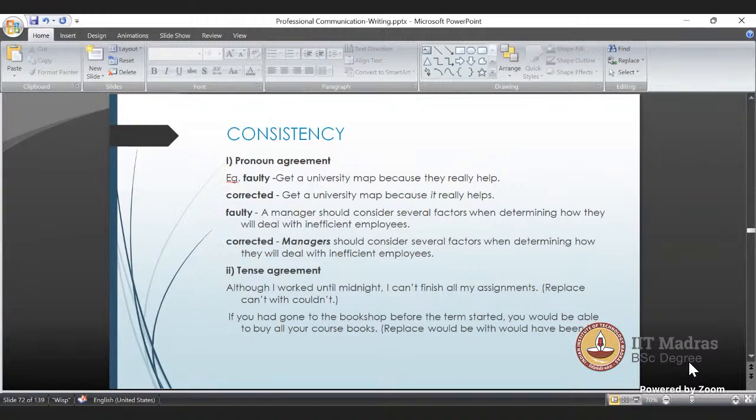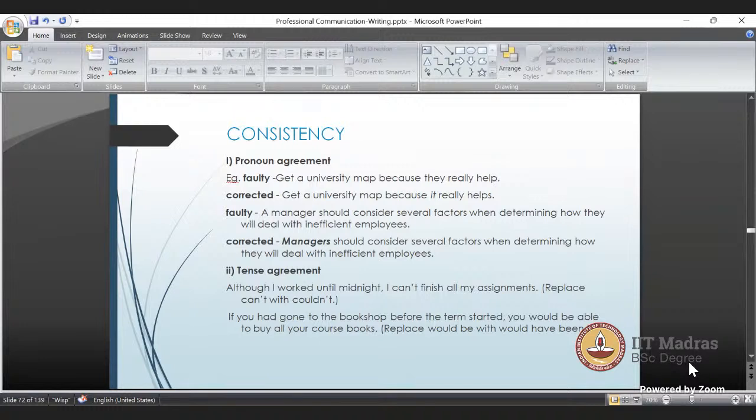Get a university map because they really help. Okay, the corrected one: get a university map because it really helps, right? So your pronouns should be in coordination. The subject, right? If it is singular, then your pronoun also has to remain singular. If it's plural, then your pronoun also has to remain plural. So "get a university map" is singular, university is singular. So when you refer to it, the reference, which is the pronoun, should also be singular. So that's what we mean by pronoun consistency or pronoun agreement.